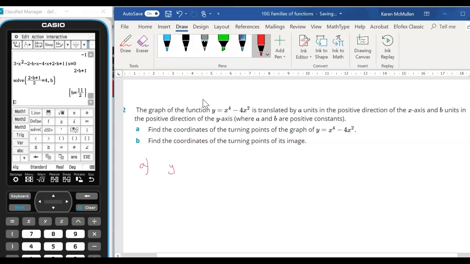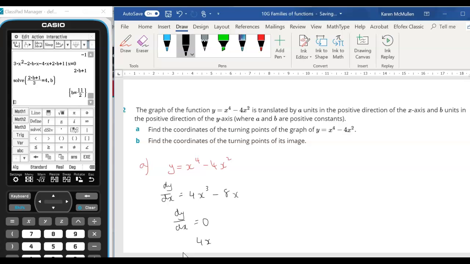All right, so we've got y equals x to the power of 4 minus 4x squared. All right, so if we're finding the turning points, they're stationary points. So dy/dx, remember dy/dx and f'(x) are the same thing. So we're just finding the derivative. All right, there it is. If you want to do it on your calculator, you can. So the turning point is when dy/dx is equal to 0. So 4x cubed minus 8x. Thought I missed a power there. No, I didn't. Is equal to 0.